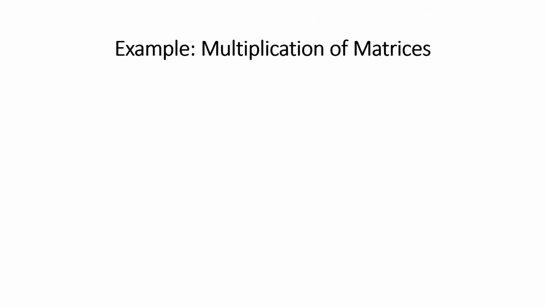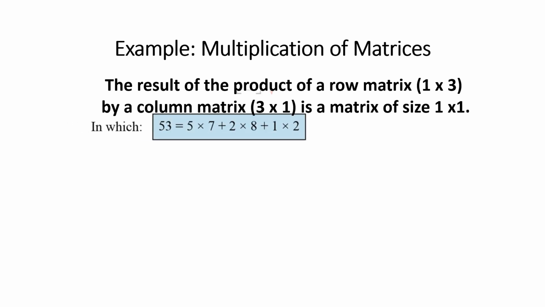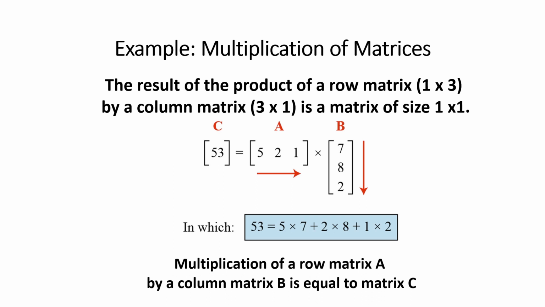Example, multiplication of matrices. The result of the product of a row matrix, 1 times 3, by a column matrix, 3 times 1, is a matrix of size 1 times 1. Multiplication of a row matrix A by a column matrix B is equal to matrix C.